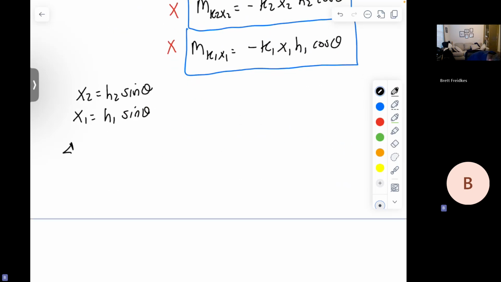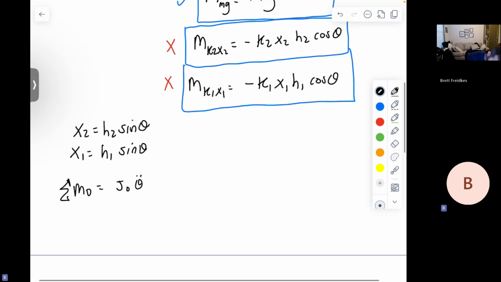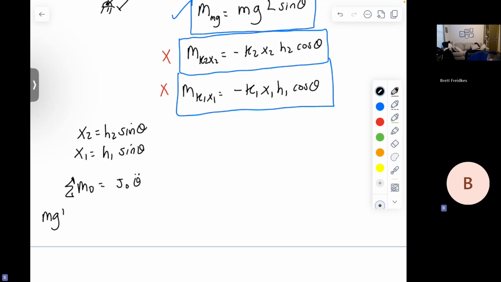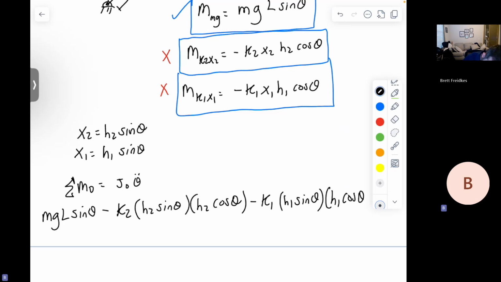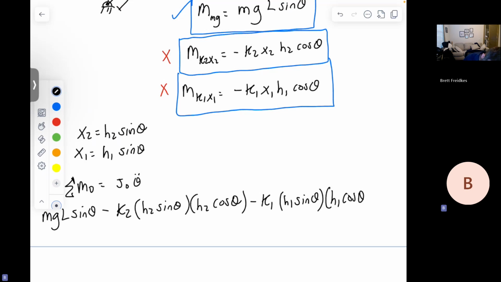So now we have found all the moments. We're going to sum the moments about that point, set that equal to J naught theta double dot. It's going to be mgL sine of theta minus k2 x2, which is h2 sine of theta, times h2 cosine of theta. Remember, that's the moment arm here at the top. Minus k1 x1 is h1 sine of theta times h1 cosine of theta. Again, that's the moment arm. And this whole thing's going to equal J naught theta double dot.